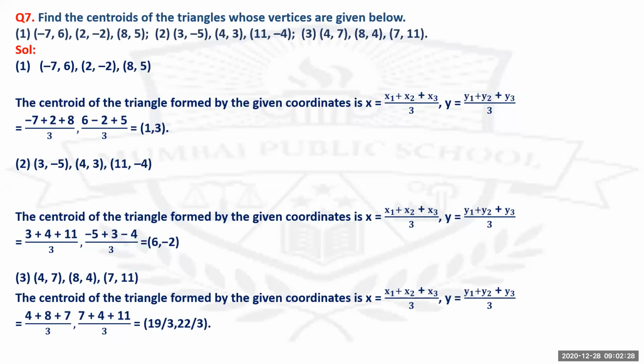Is this understood? You can remove the screenshot of this so that we'll move ahead to the next question. Done. So let's move ahead to the next question.